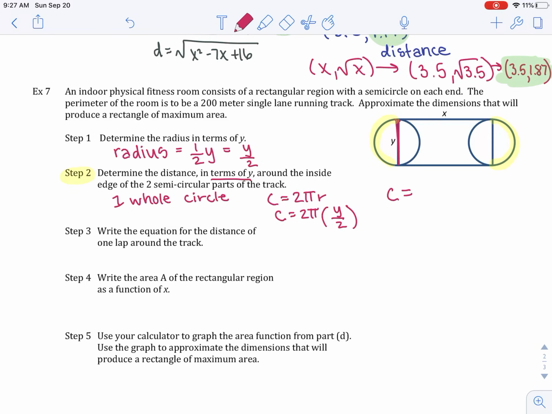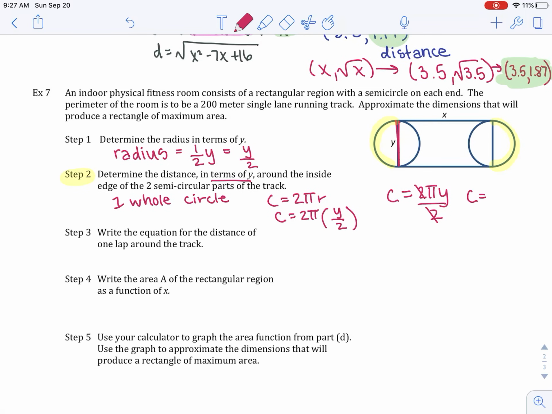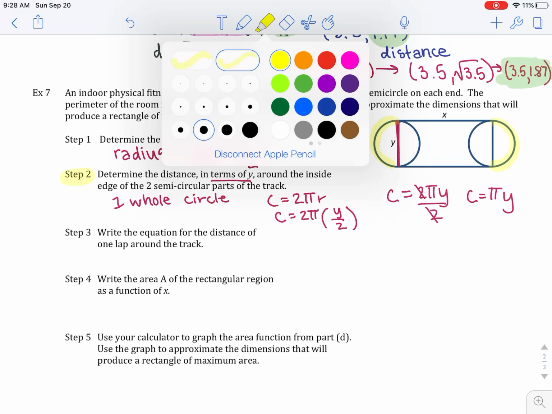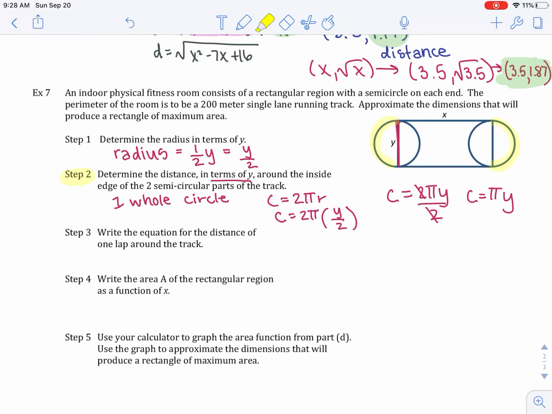Clean this up a little bit. That means our circumference is equal to, the 2's are going to cancel, because technically you're going to get 2 pi y over 2, cancel, cancel. Circumference equals pi times y. And that's our final answer. Make sure you put a box or a highlight or something so we know this is your final answer. Make sure to keep that work organized, guys.